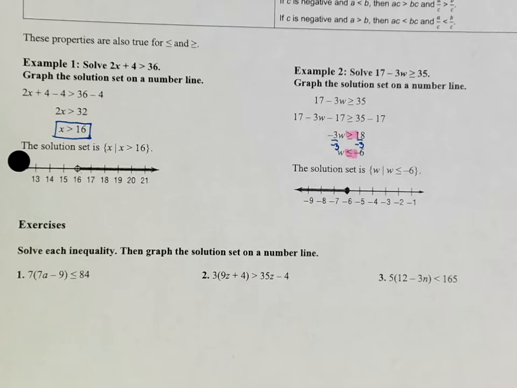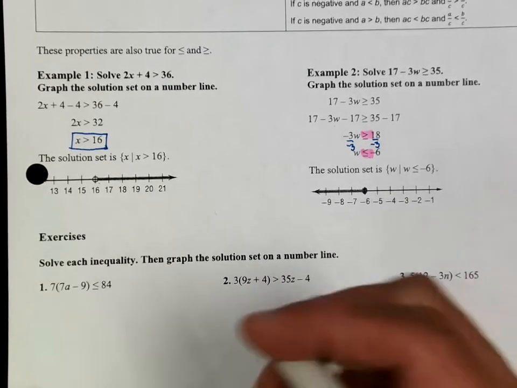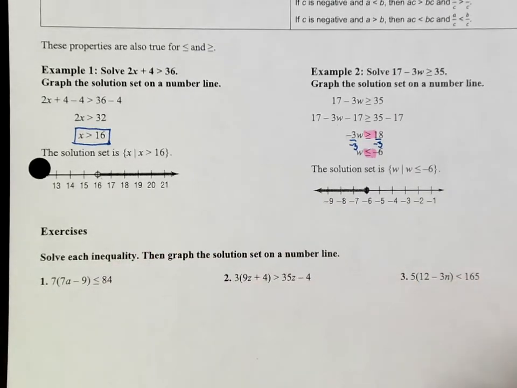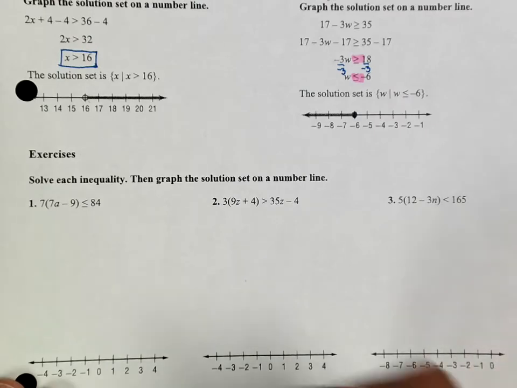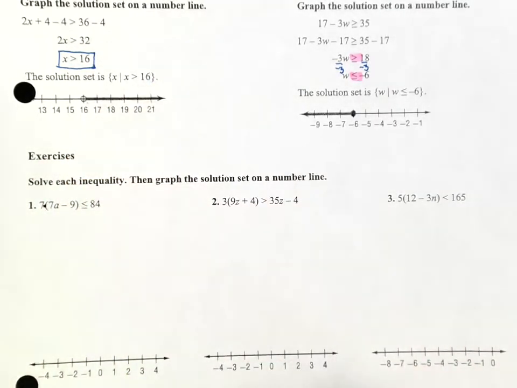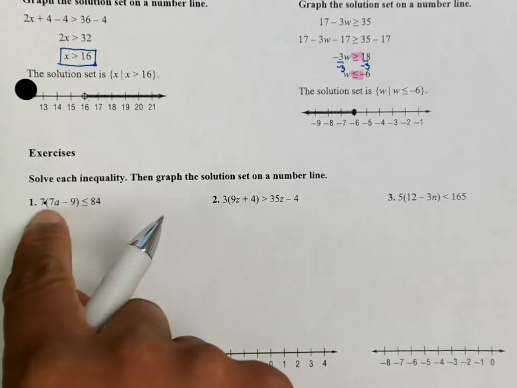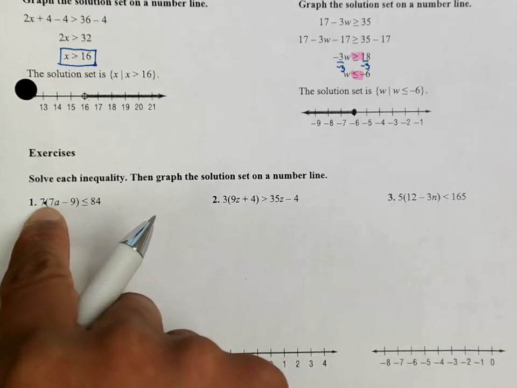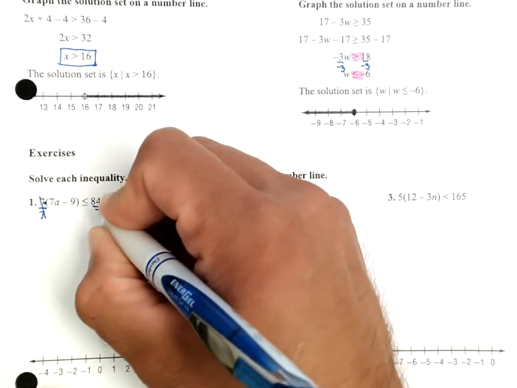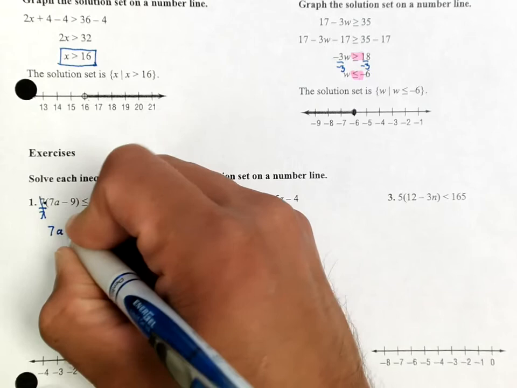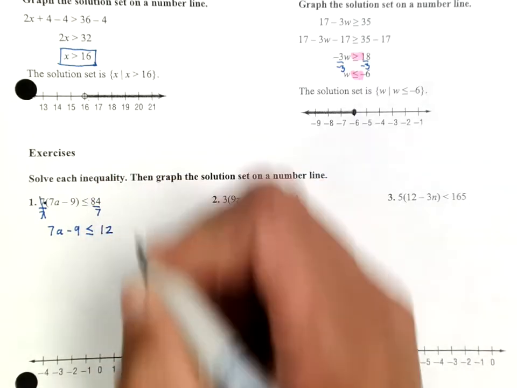Notice that right here, we're going to start off by, you can do it two ways. You can distribute if you like on this problem. But notice that this is 7 times this quantity. If you have a calculator, or can come up with it in your head, I know that 84 can be divided by 7. Since you're multiplying 7 times all of this, I can divide both sides to get rid of the 7. If I divide both sides, I have 7a minus 9 is less than or equal to 12.